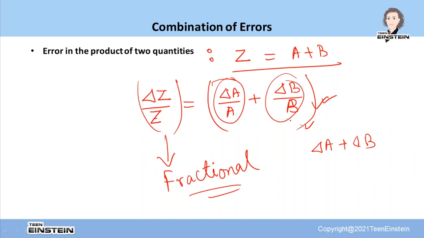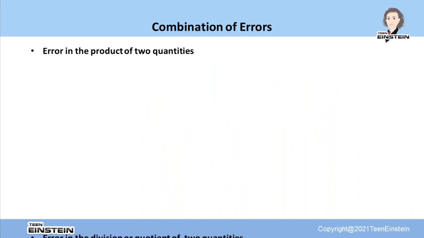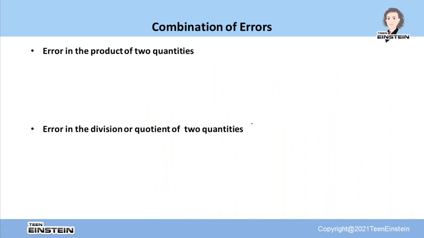So now I'll go to the division part. When I have to do division, suppose z is equal to a by b, and in this case also there is some error.